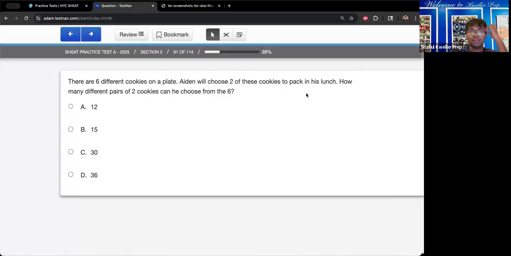There are 6 different cookies on a plate. Aiden will choose 2 of these cookies to pack in his lunch. How many different pairs of 2 cookies can he choose from the 6? Again, this is a type of combination.